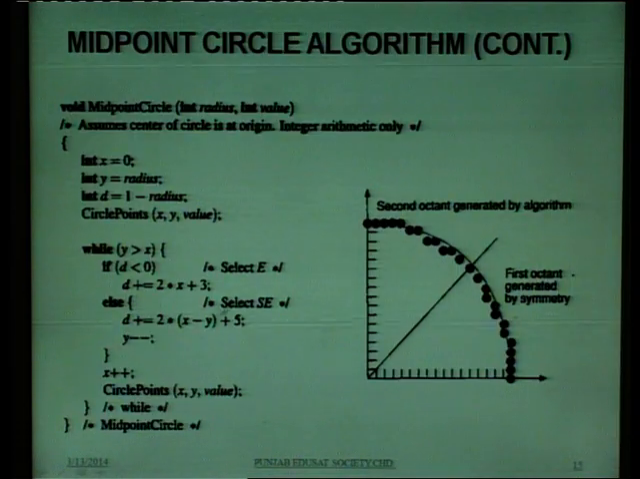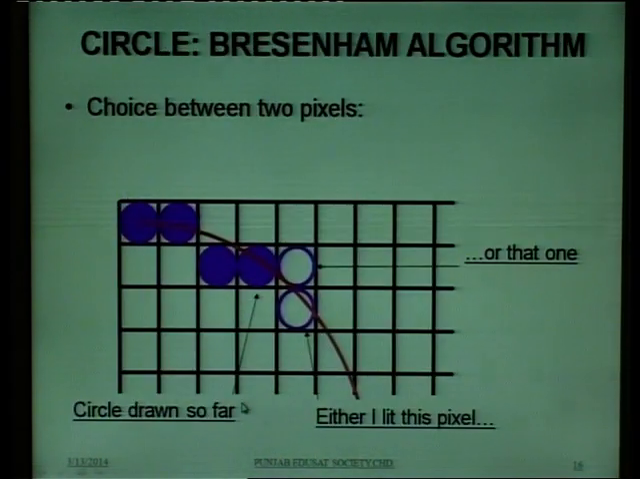Otherwise, find out the pixel SE, whose value will be d is equal to d plus 2 star x minus y plus 5. Then keep on repeating this process until the value of y is greater than x. Then these are the values of circle points of x and y with their value.